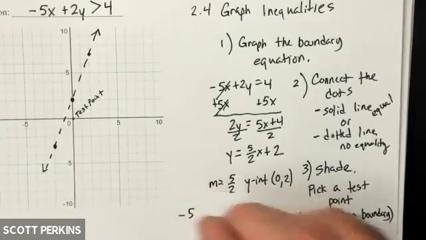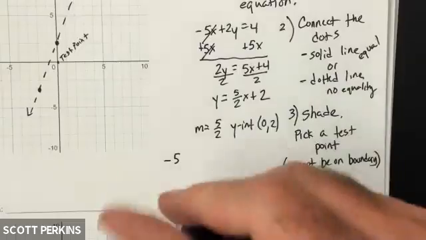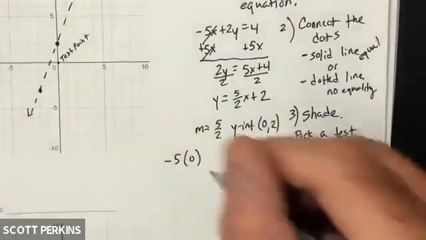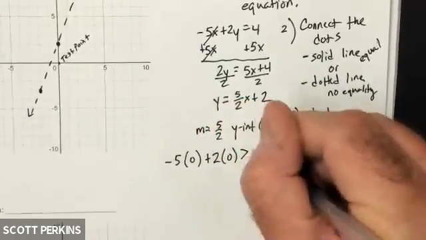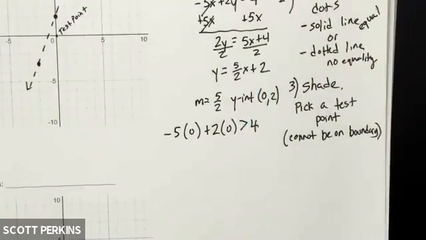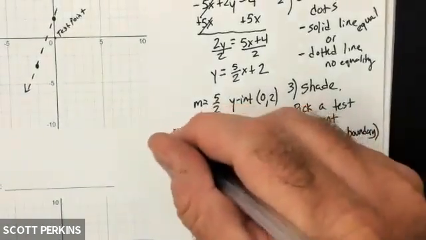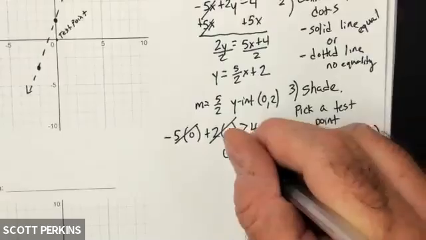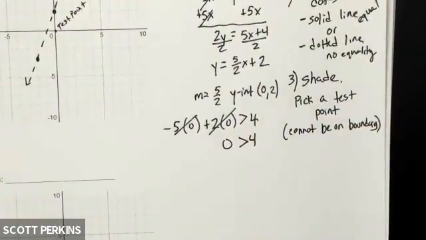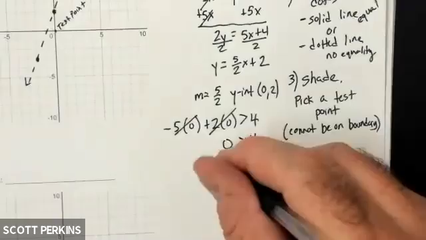I've got negative 5 times 0 plus 2 times 0 is greater than 4. And I want to know, is that going to be a true statement or is that going to be a false statement? Well, again, the reason I like to plug in 0 is because 0 times anything is 0. So negative 5 times 0 is 0. 2 times 0 is 0. So I just have 0 on the left is greater than 4. Is 0 greater than 4? Is that a true statement or a false statement? That's false.